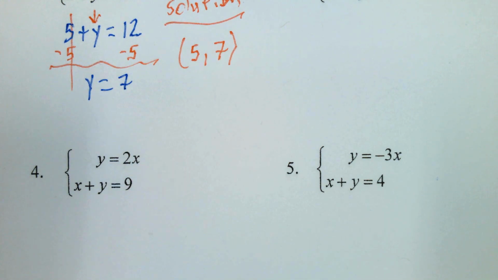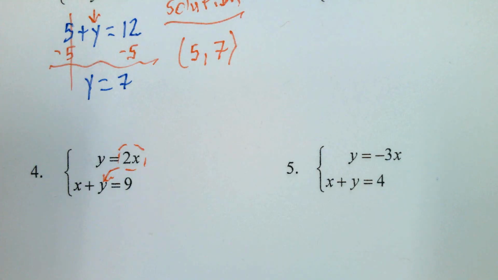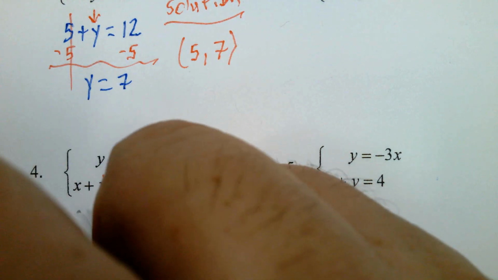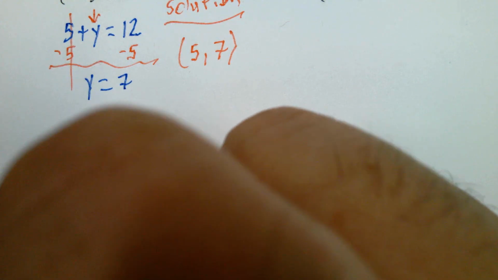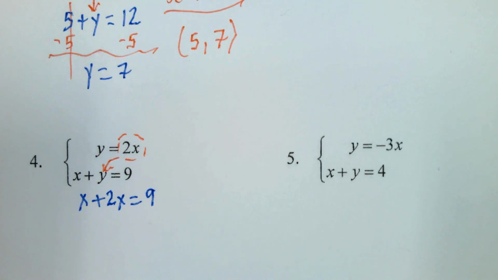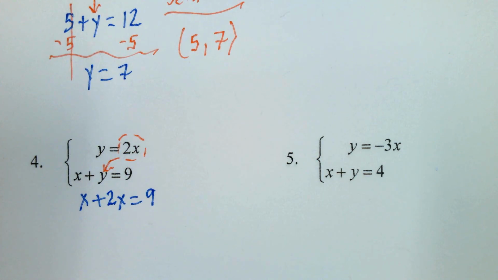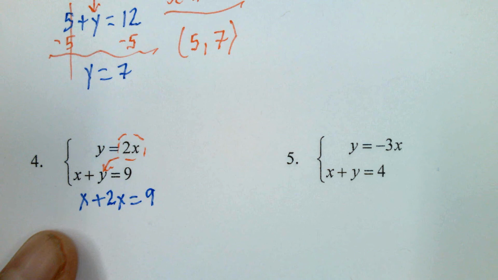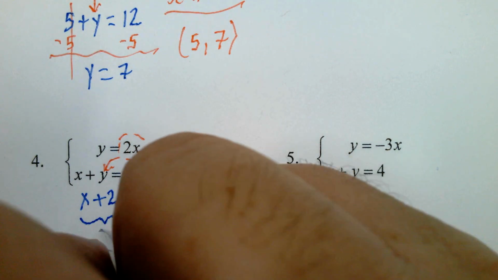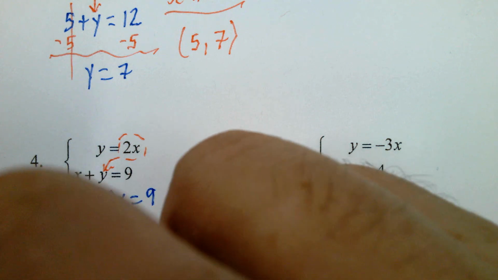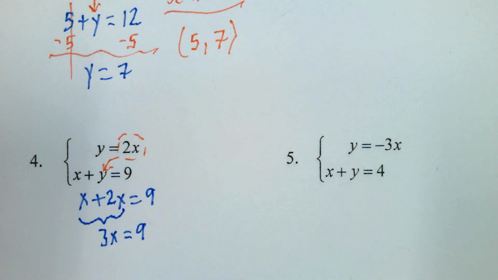Number 4 is a little more difficult. I can play around with that one. It tells us y equals 2x. So wherever I see y in the other equation, I can plop in 2x. And then, in this case, I can combine. I got x plus 2x, adding those together. I get that.